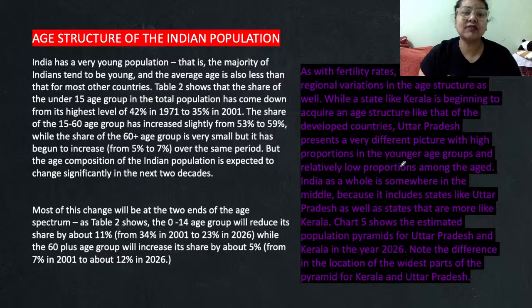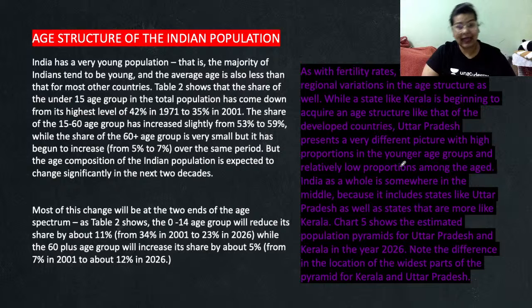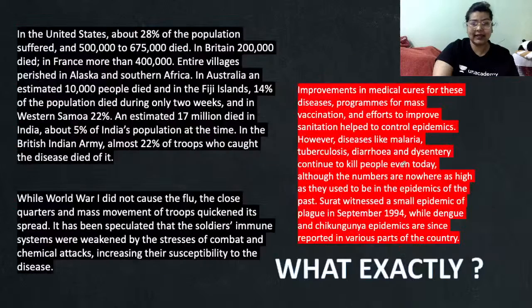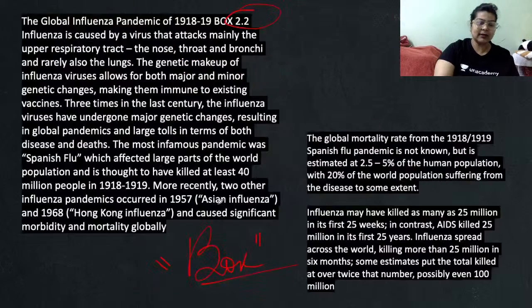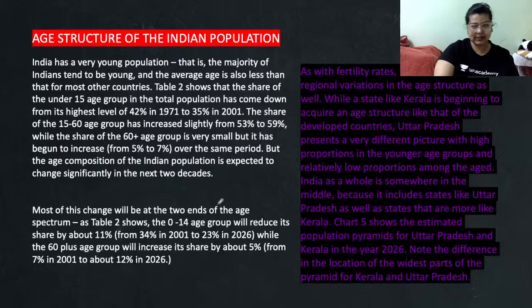Age structure. Of course, we discussed this. As with the fertility rates, India has a very young population. We all know that India has a very young population. The majority of Indians tend to be young, and the average age is much lower than in other countries. There are the tables which I told you about even in the previous slide. These are the tables already given in the book. Table number 1, and similarly more tables, mention the different times and changes of the age spectrum. This is also a very important point, so make sure that you go through it.